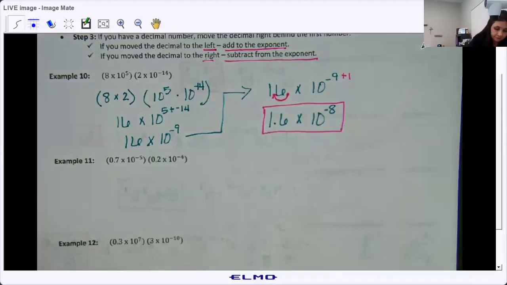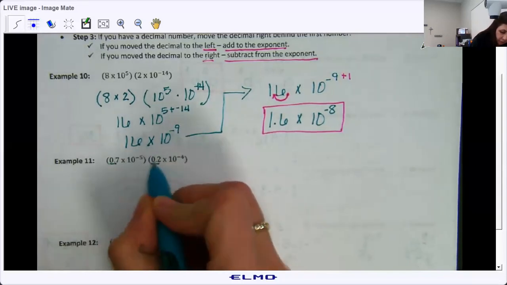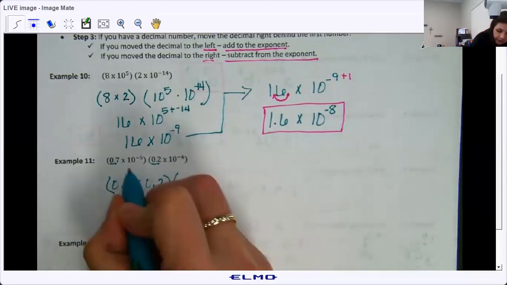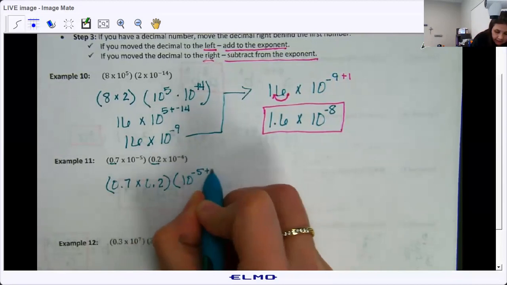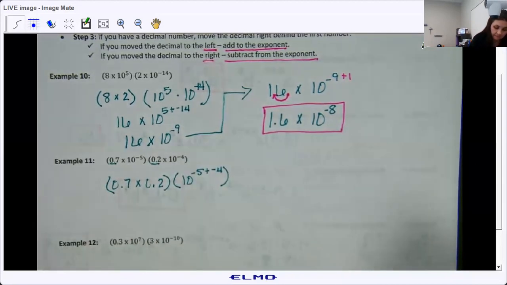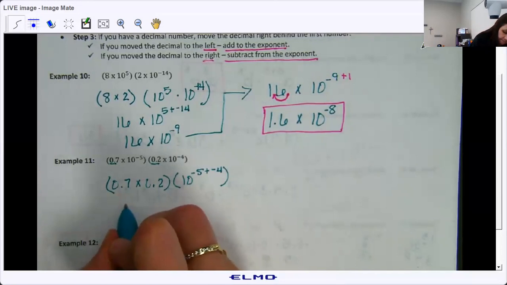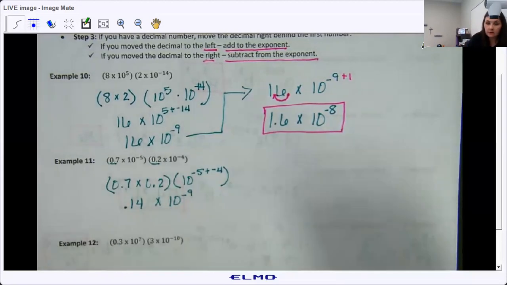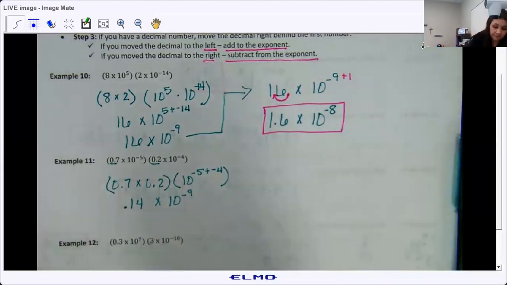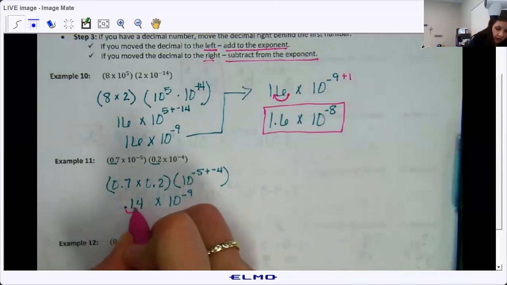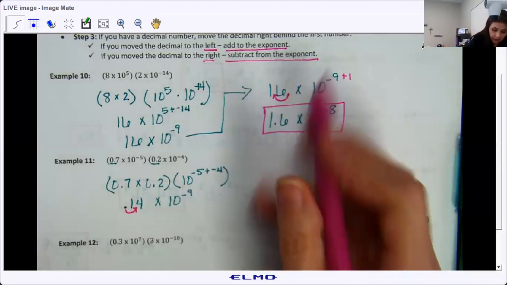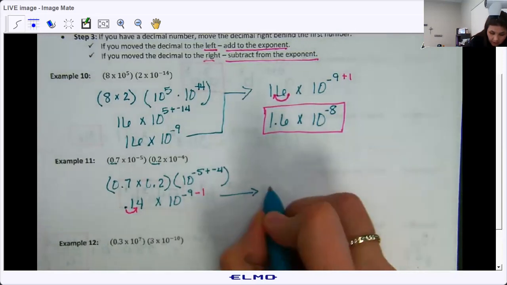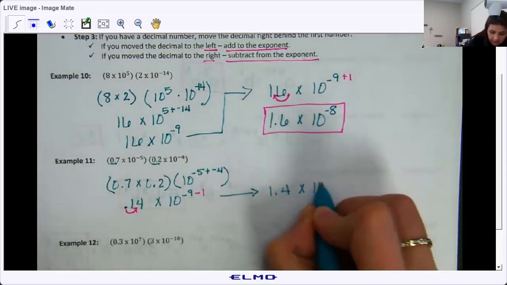So for the second one, we're going to take 0.7 times 0.2, and we're going to times it by 10 to the -5th plus the -4th. So we should get 0.14 times 10 to the power of -9. This time we need to move it one place to the right, so now we're going to subtract from the exponent. And you end up with 1.4 times 10 to the power of -10.